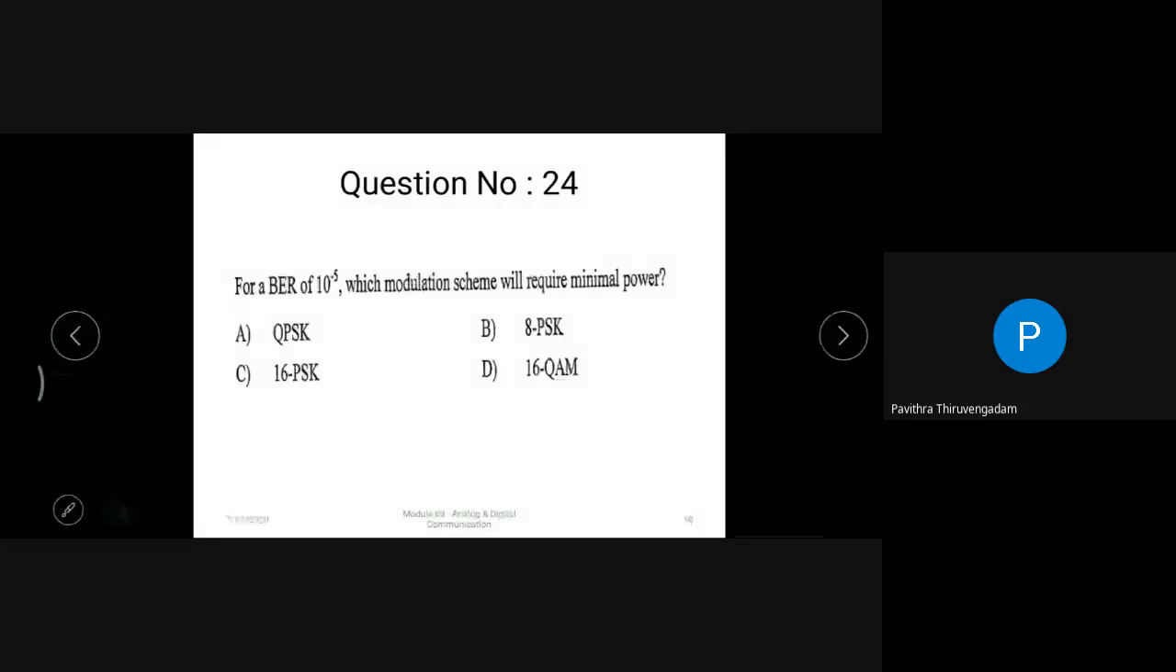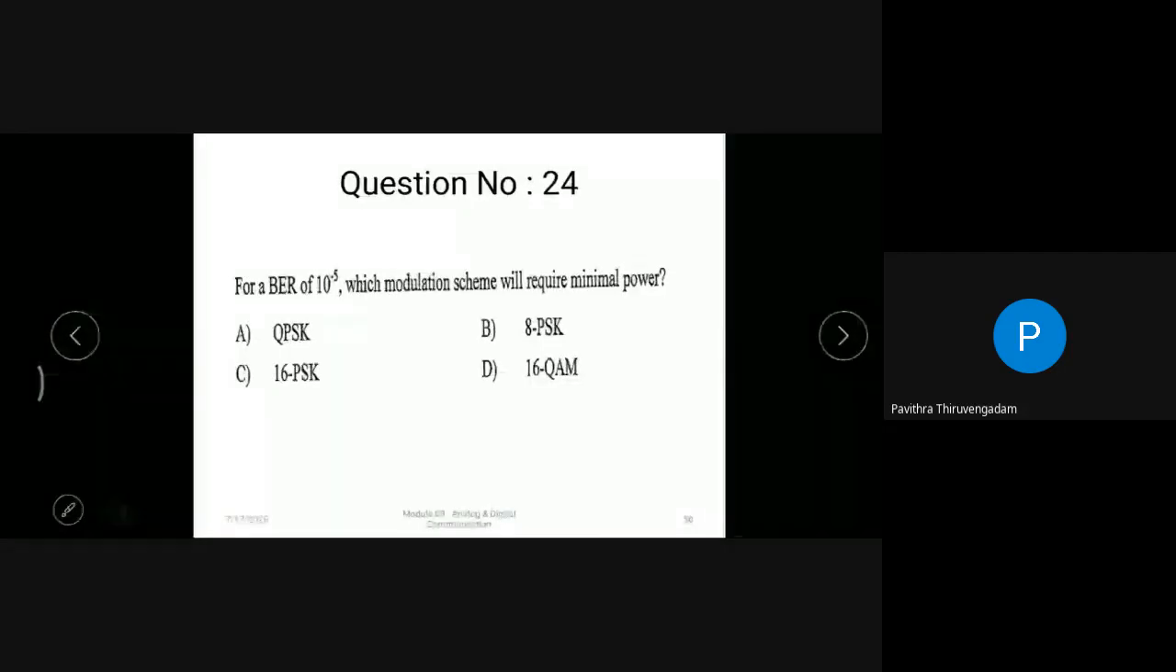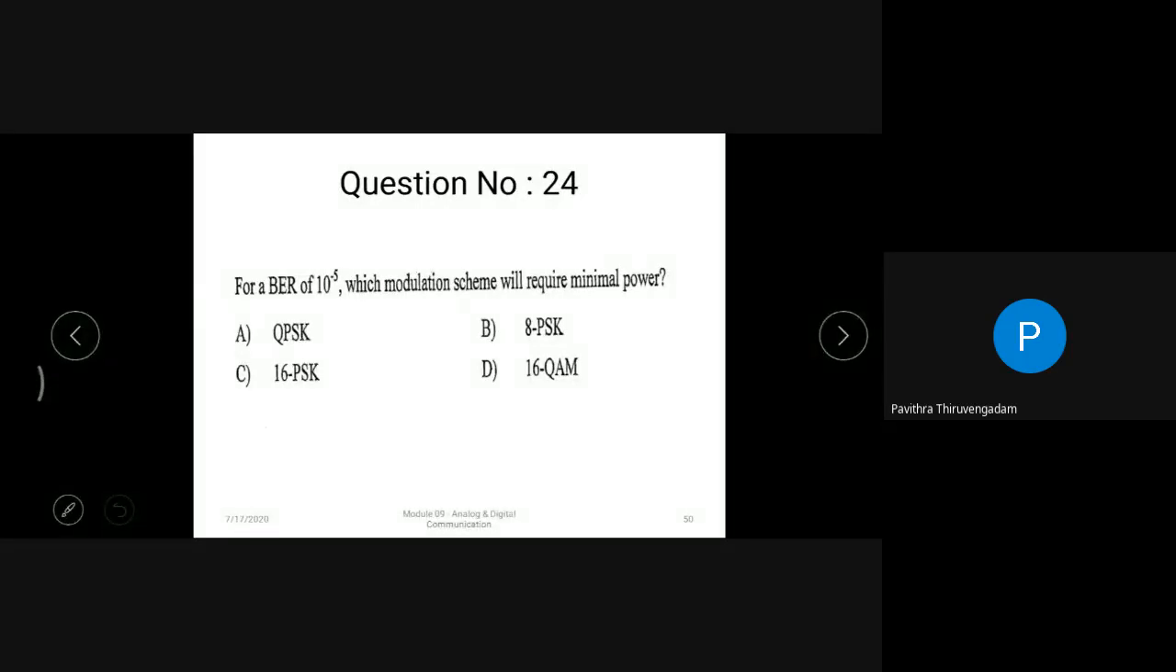Next, for a bit error rate of 10 to the power of minus 5, which modulation scheme will require minimal power? Okay, I am repeating the same question but in a different manner. In the previous case, they simply gave 4 different modulation schemes and asked which one consumes minimal power, but here they have given some bit error rate. If they ask like this, never consider the bit error rate, directly look at the options.